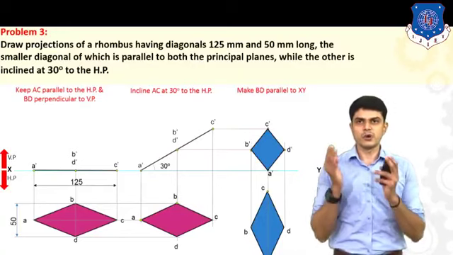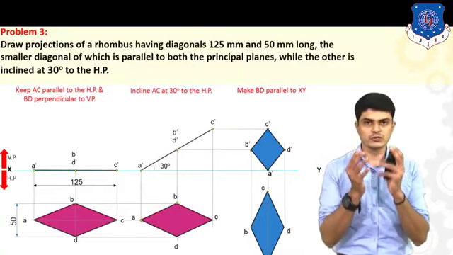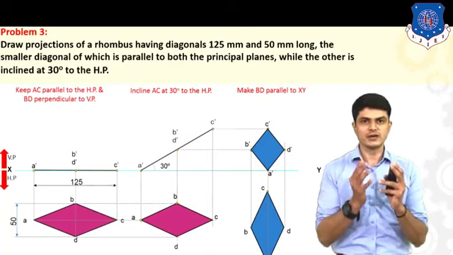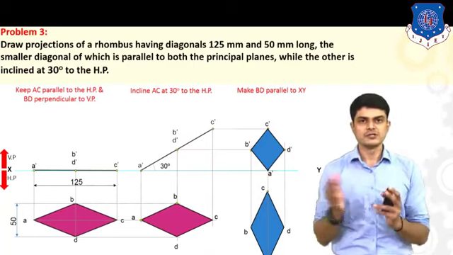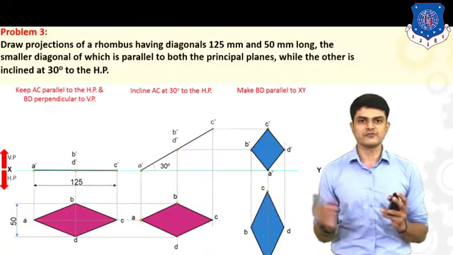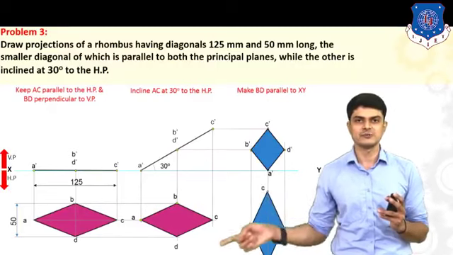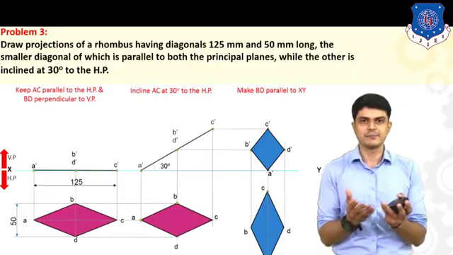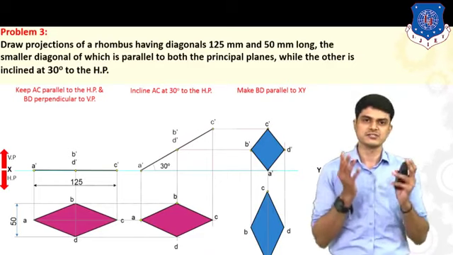So here, the smaller diagonal of which is parallel to both the reference planes. So we are talking about the smaller diagonal. Let us first find out what is the smaller diagonal here. Let us observe the second figure, in which what is the diagonal? There are 2 diagonals. First is your AC diagonal and second is your BD diagonal, which is vertical. So it is obvious that AC is a longer diagonal as compared to BD. That means BD is our smaller diagonal.